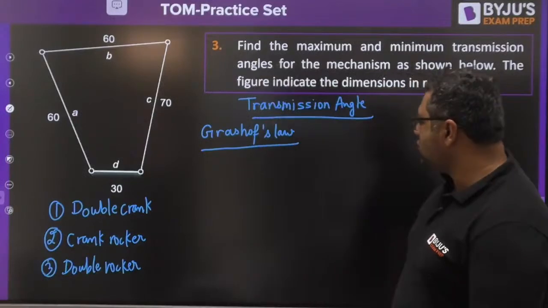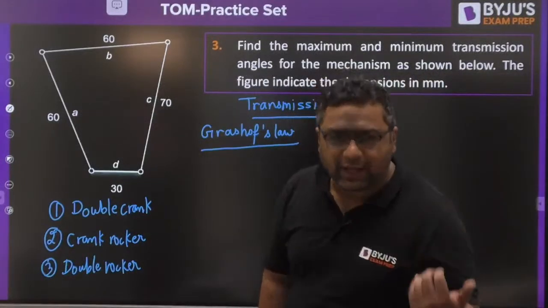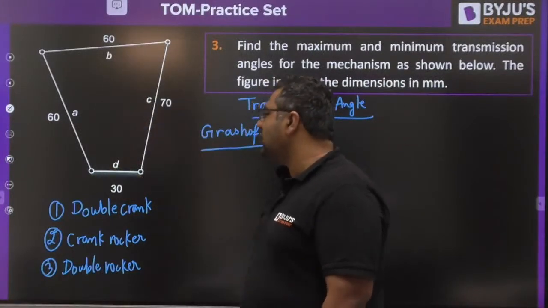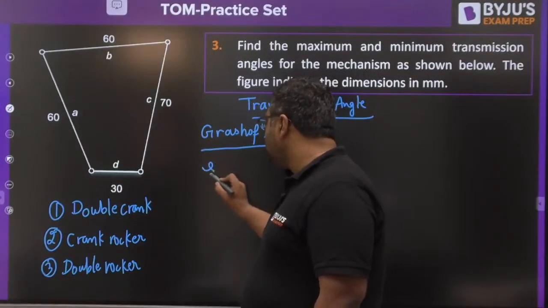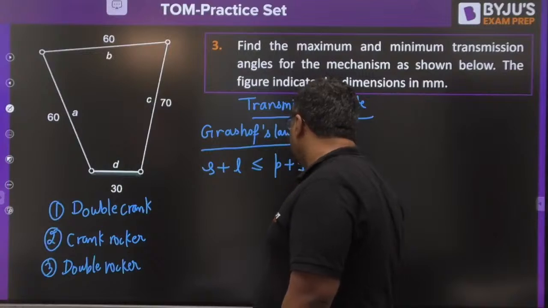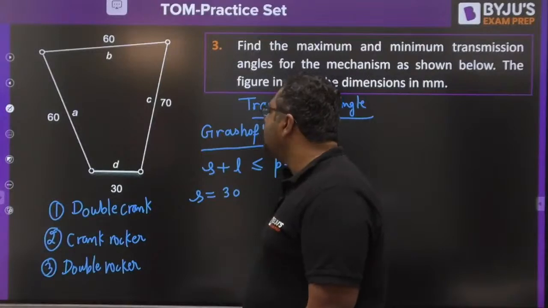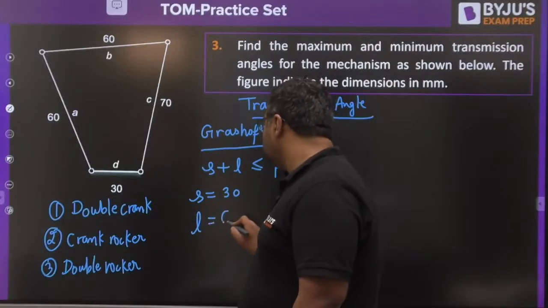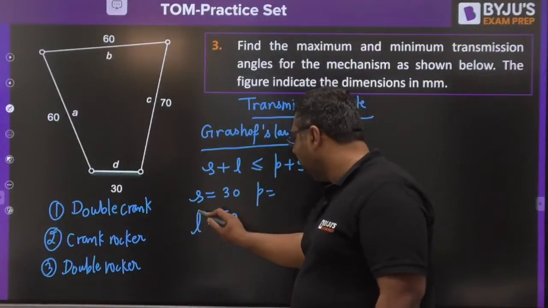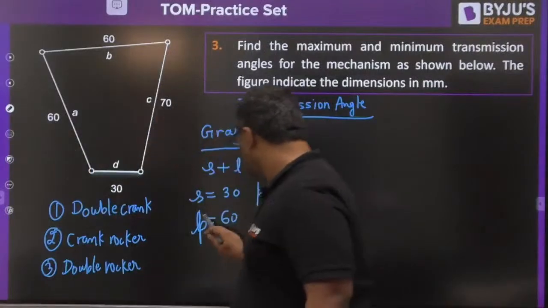So guys, first of all, we need to see whether this mechanism is double crank, double rocker, or crank rocker. If you see by Grashof law, all the sides are given to you. And you know Grashof law says S plus L should be less than or equal to P plus Q. You need to see the shortest link. Shortest link is 30. All the link lengths are present. Longest link is 60. P is, sorry, not 60. This is P. Okay, let me take the eraser for that.